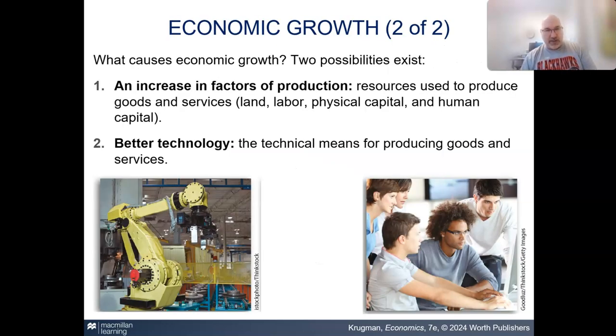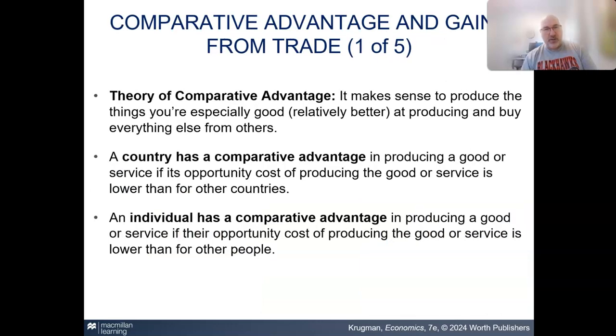So two possibilities for economic growth happen. We could have an increase in the factors of production, which are the resources used to produce the goods and services: the land, the labor, the capital, the physical capital and the human capital. Or we just had better technology, which are the technical means for producing our goods and services. So we just got better at it.